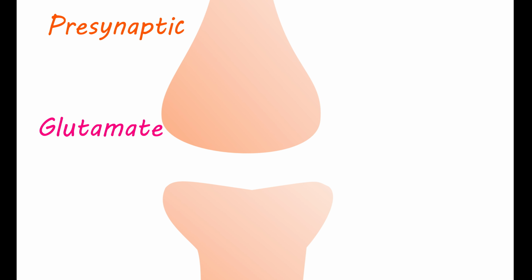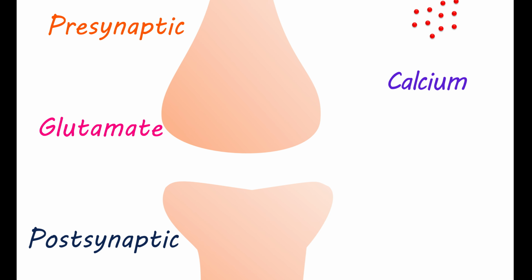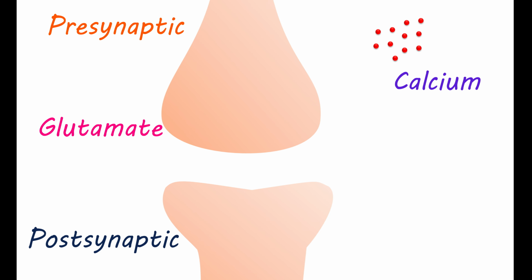Glutamate is released from one neuron and activates other neurons. The previous neuron is called presynaptic, and the later is postsynaptic. However, for this chemical communication, the release of glutamate is highly important. Calcium should enter the presynaptic neuron to release glutamate.